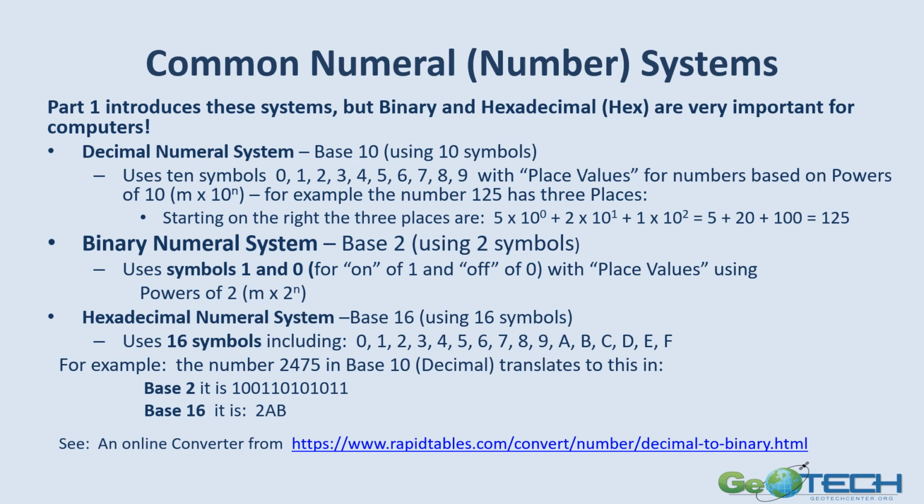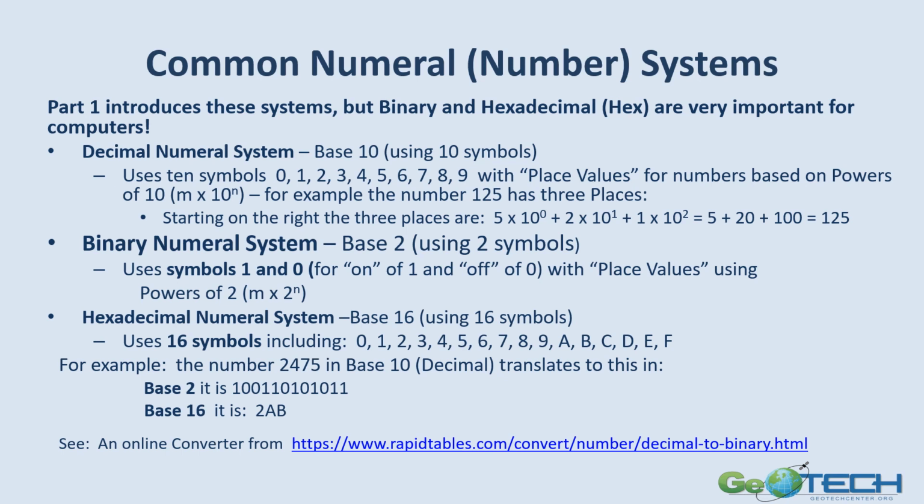Well, we've looked at common numeric systems in part 1. We're going to take a closer look at these number systems, both binary and hex, as they're very important to how computers work. We're used to that decimal number system with base 10, with symbols 0 to 9, and we just know the place values for those numbers. We know that the first digit, say for example of 125, is the ones, the second digit is the tens, the third digit is the hundreds.